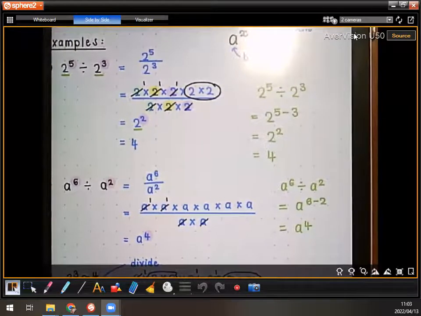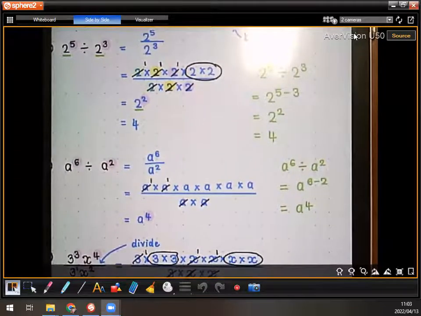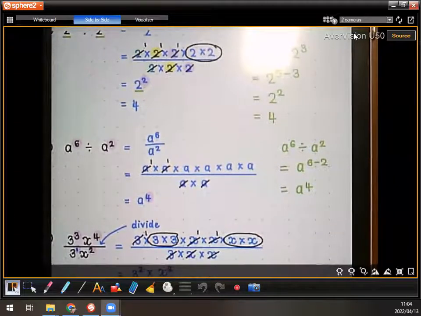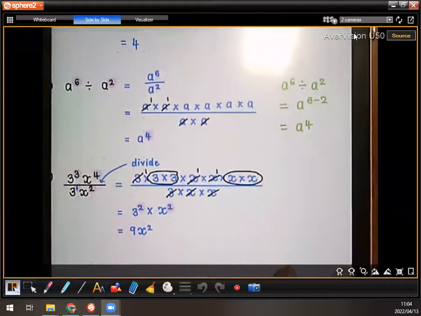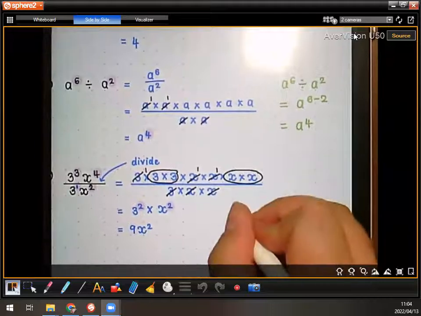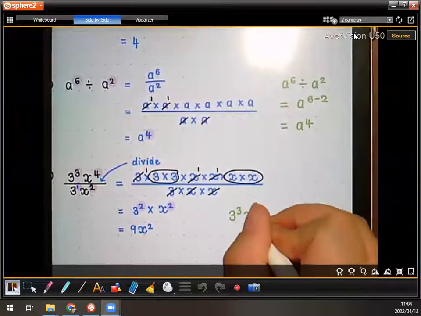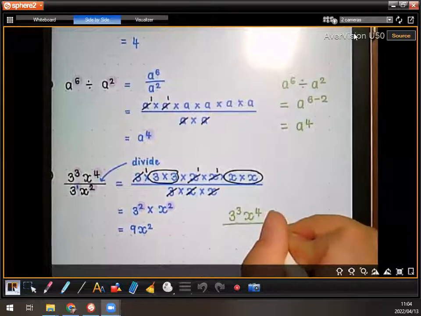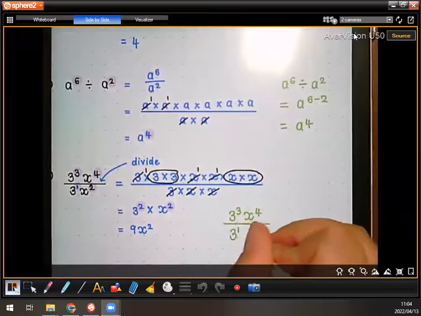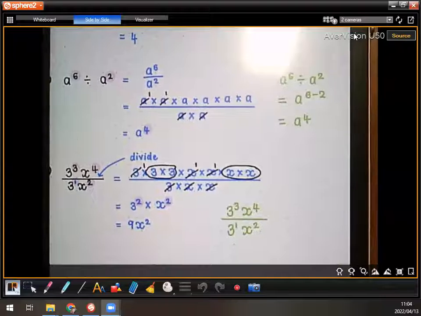Okay, any questions at this point, guys? We're going to do the third one now as well. Waiting for everyone to copy that down. Now for the third one, there were actually 2 different bases, right? There was a base of 3 and there was a base of x. But we're going to do the same thing for both bases. For this one here, I'm just going to write it at the bottom here: 3 to the 3, x to the 4 over 3 to the 1, x to the 2. Right, that was the question there.